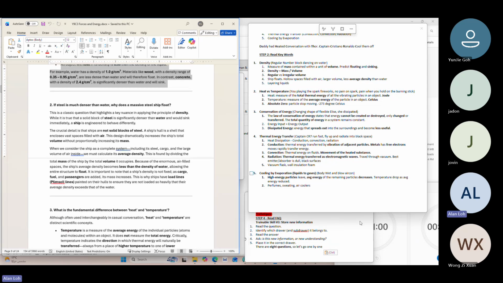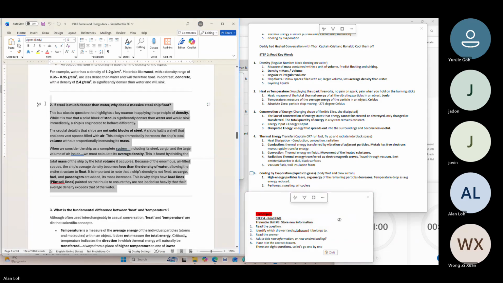Now next, let's do the same drill. Question 2. Jovin, tell me which drawer is this? Density. Excellent. Yes, drawer number 1. Okay, let's read the answer, and then intentionally pick up any new information or new understanding. Everyone, not only Jovin. Let's start.